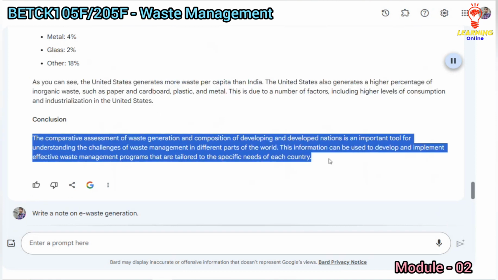Conclusion: the comparative assessment of waste generation and composition of developing and developed nations is an important tool for understanding the challenges of waste management in different parts of the world. This information can be used to develop and implement effective waste management programs that are tailored to the specific needs of each country.